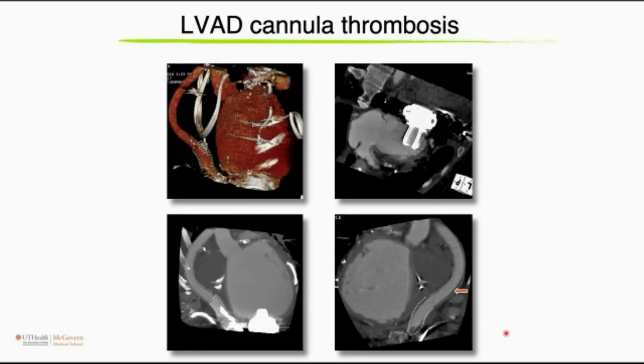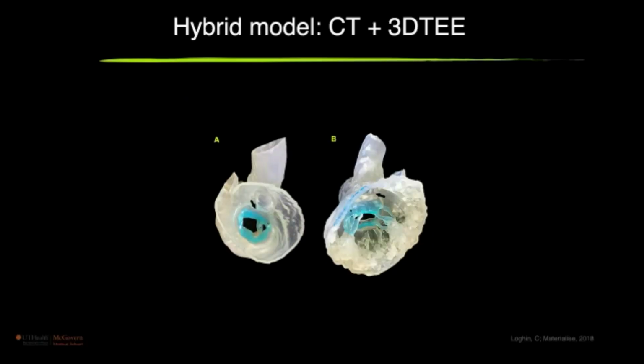If you work in a heart transplant center or LVAS center, sometimes you will see layered thrombus like this in the cannula, and our heart failure colleagues refer to us all the time for this.